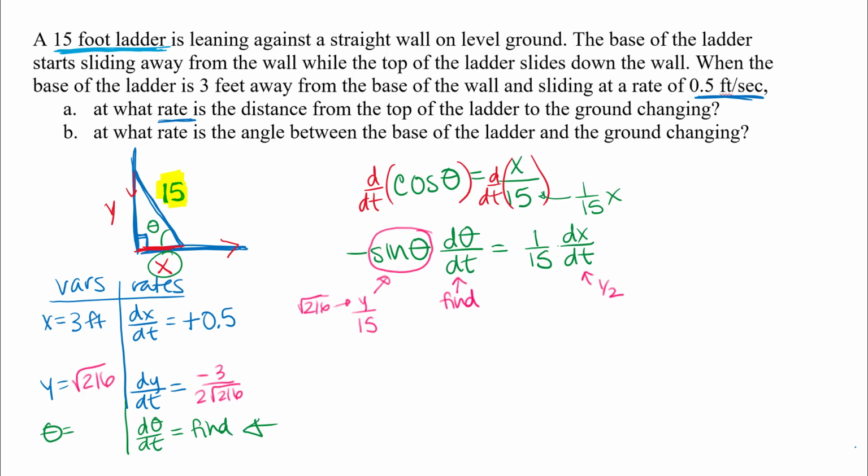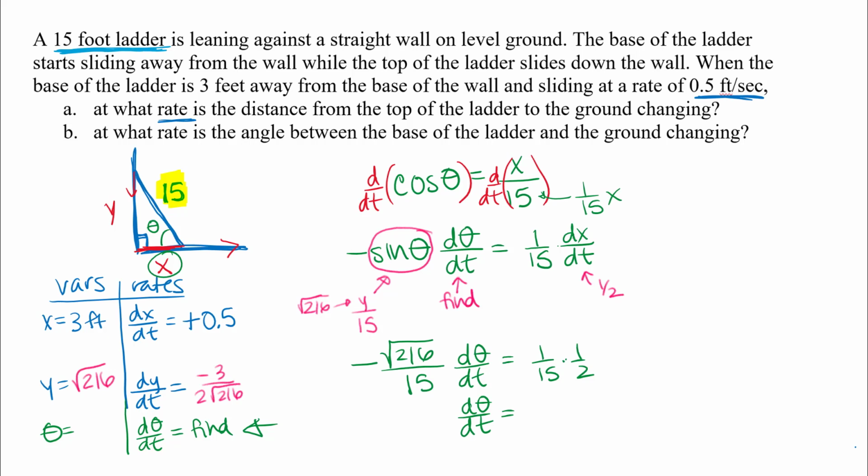Okay, so plugging in all my numbers here, I'm going to have negative sine theta. So sine is opposite. My y at that instant is square root of 216 over hypotenuse. That's fixed. d theta/dt is what I'm trying to find, equals 1/15th times 1/2 on the right side. Okay, so if I just multiply by the reciprocal of negative square root of 216 all over 15, I should be able to get my d theta/dt.